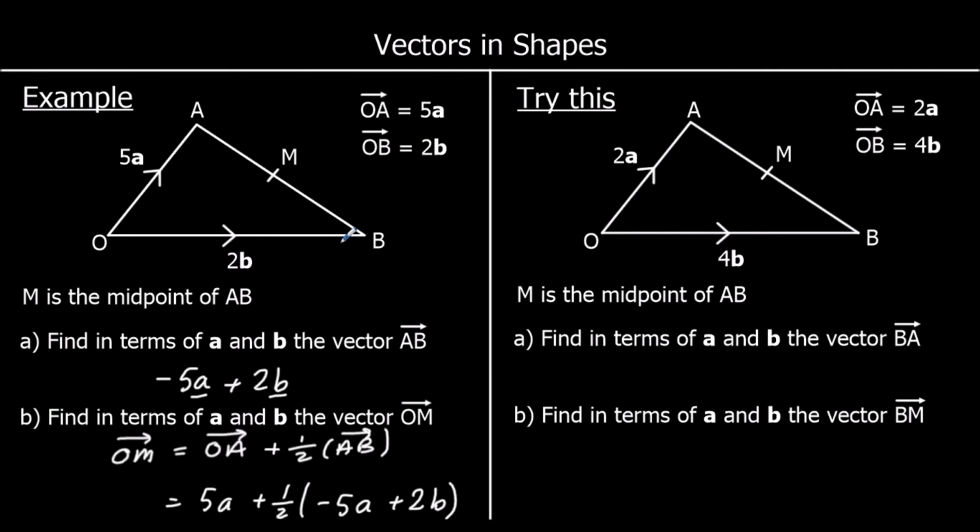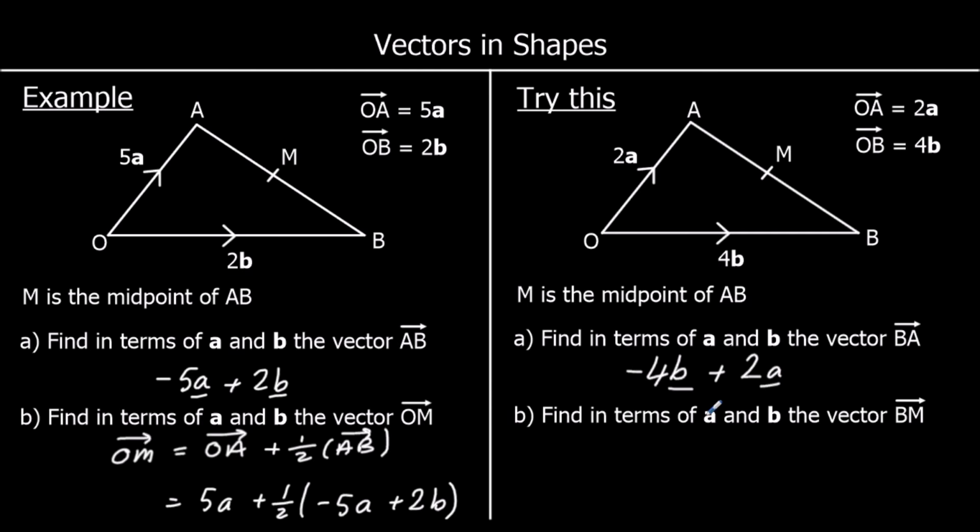Okay, one for you to try. So give this one a go. So the first part, find in terms of a and b the vector B to A. So how can I get from B to A? I'm going to go backwards along a 4b, so minus 4b, and then up a plus 2a.